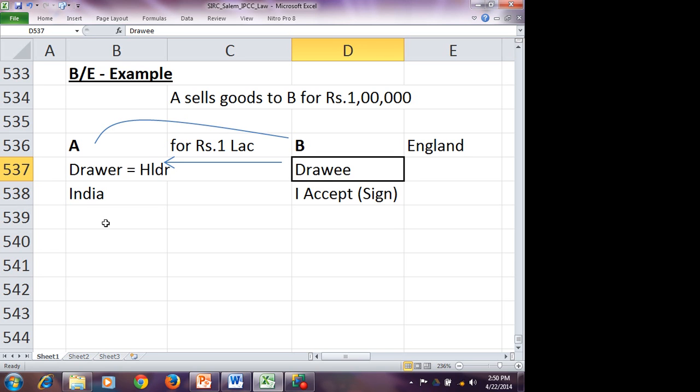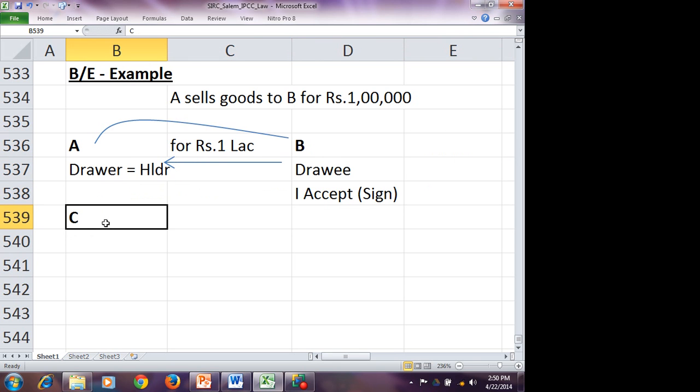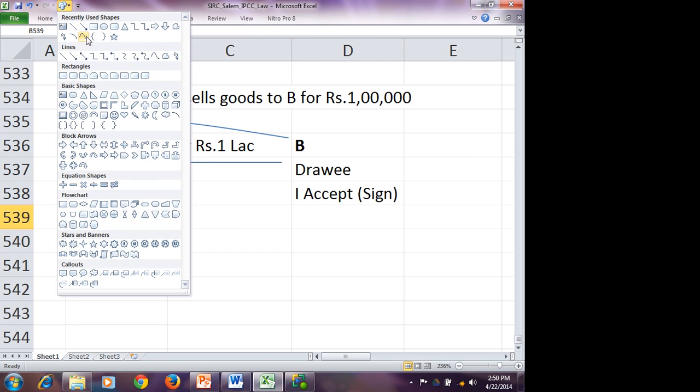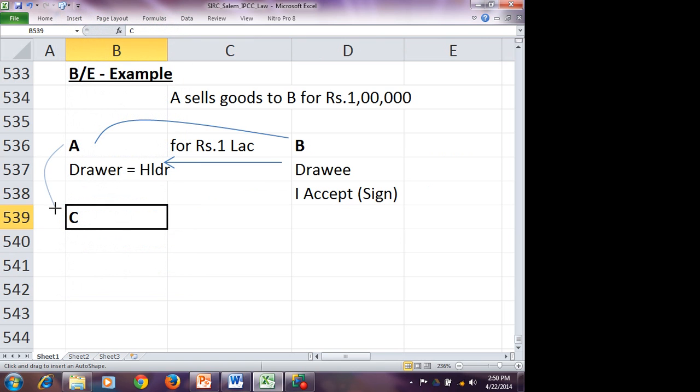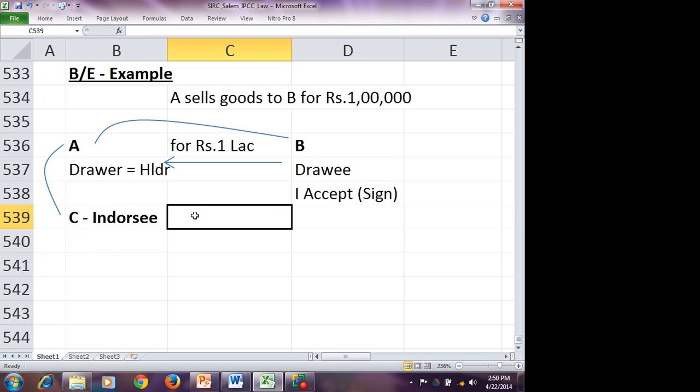Option 3, endorse the bill. Let's assume A endorses the bill to C. C is called the endorsee. You can call it either endorsee or endorsee. Both are one and the same. One is US English, another is UK English. That's it. Both are one and the same.